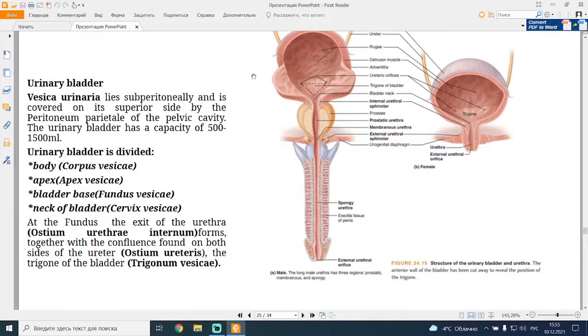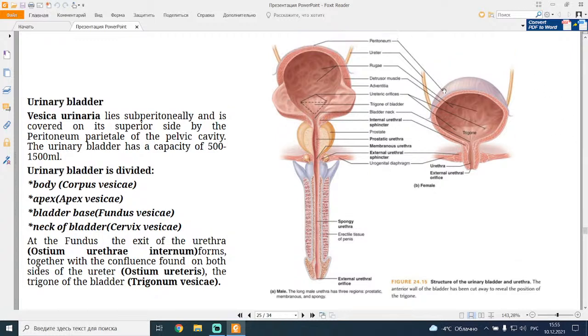Urinary bladder. Vesica urinaria lies subperitoneally and is covered on its superior side by the peritoneum parietale of the pelvic cavity.